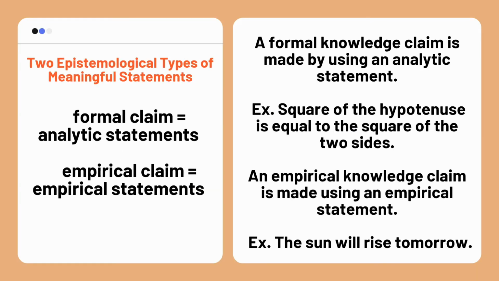The division between the two knowledge claims led to the division of only two epistemological meaningful statements, which you can see on the left text box on the slide. When formal knowledge claim is made, it is made by using an analytical statements. For example, square of the hypotenuse is equal to the square of the two sides. And when empirical knowledge claim is made, it is made using an empirical statement. The example is that the sun will rise tomorrow.